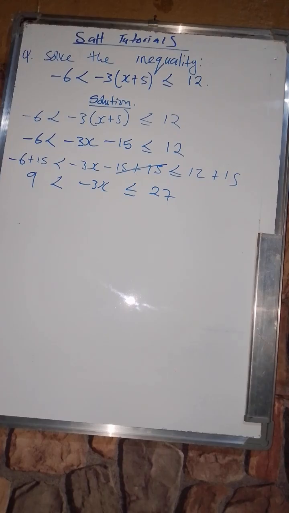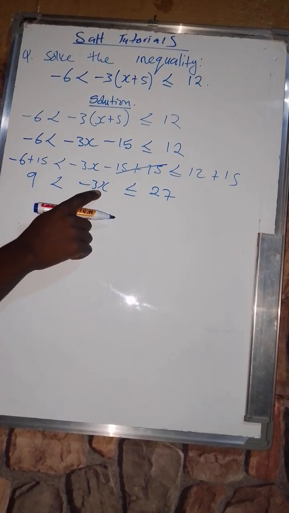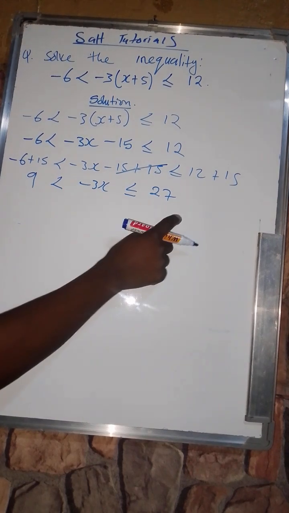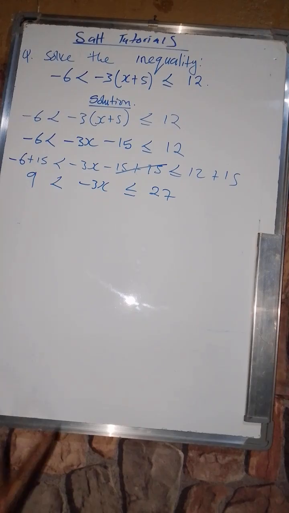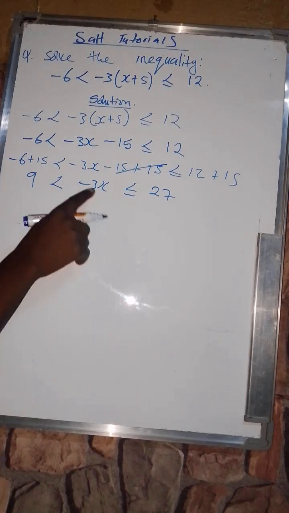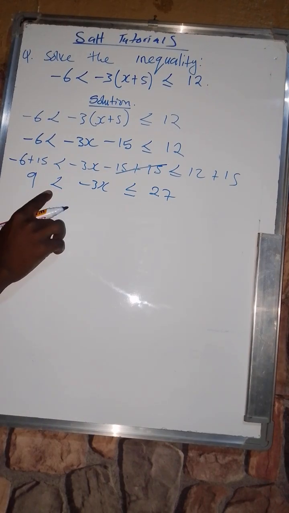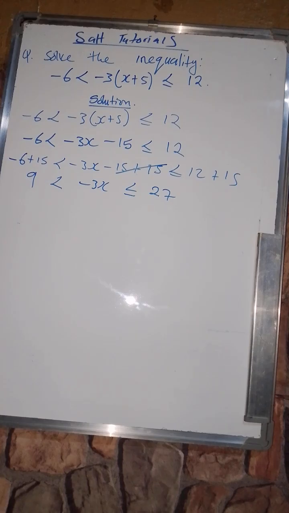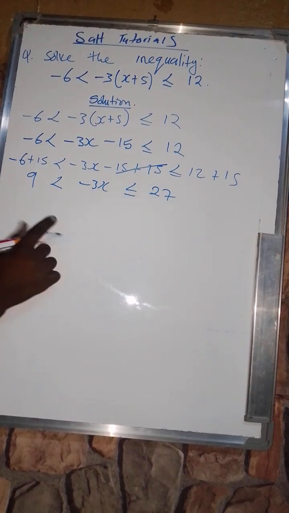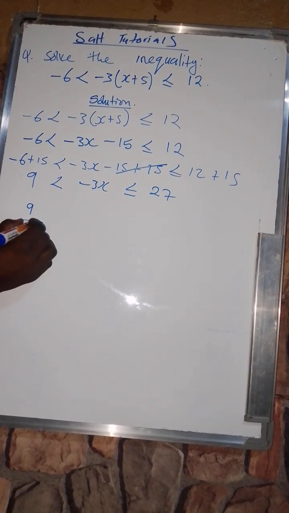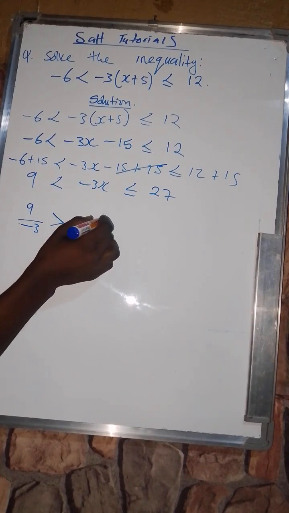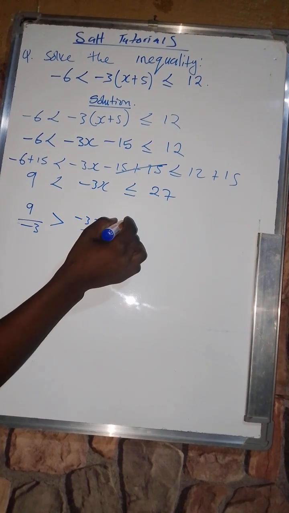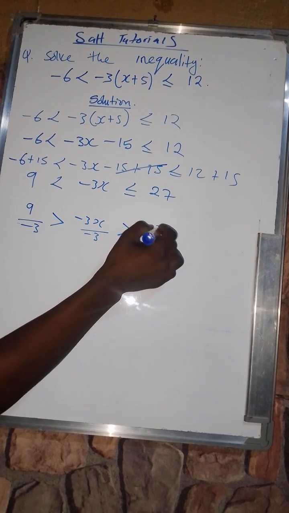So from there, we want to remain with the x. How do I remain with the x? Divide throughout by negative 3. So according to the rules of inequalities, what did we say? Every time we divide by a negative, the sign flips to the other side. So I'm going to divide throughout by negative 3. We're going to have 9 over negative 3, the sign changes, faces this direction, negative 3x over negative 3, the sign changes, faces this direction, 27 over negative 3.